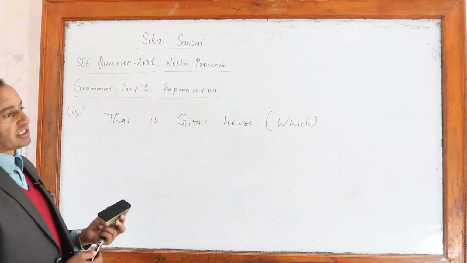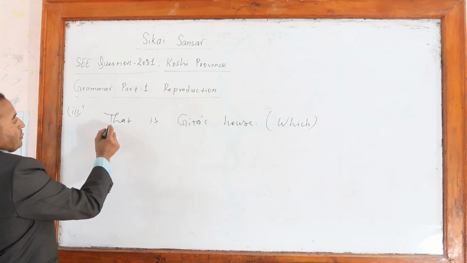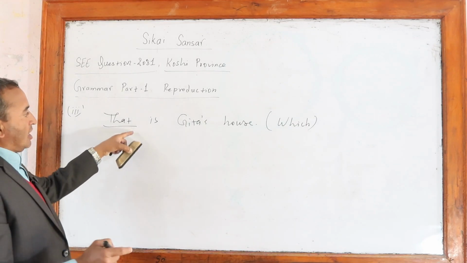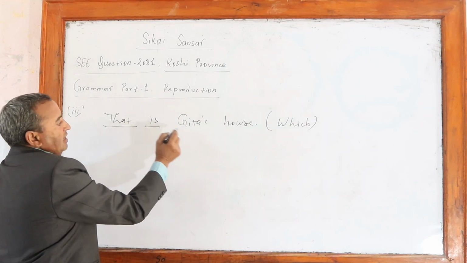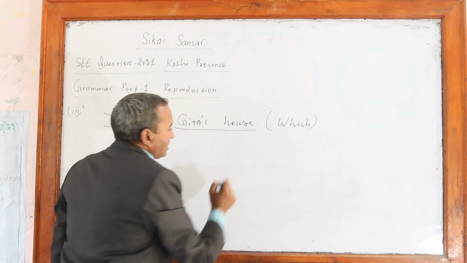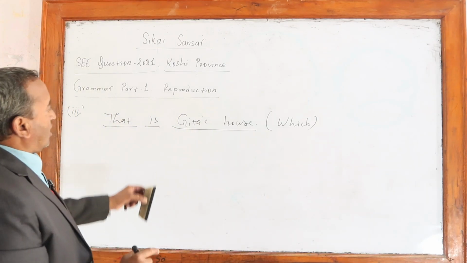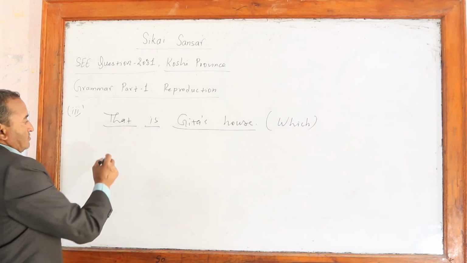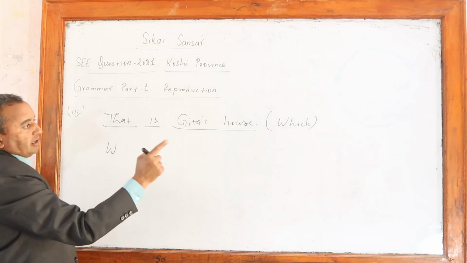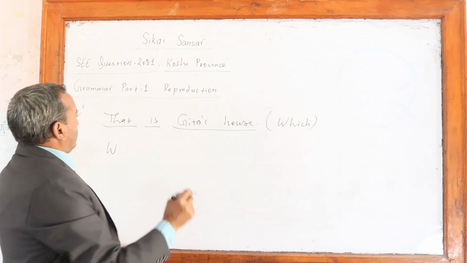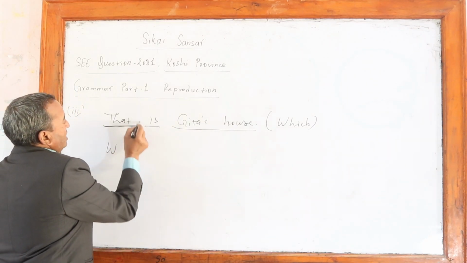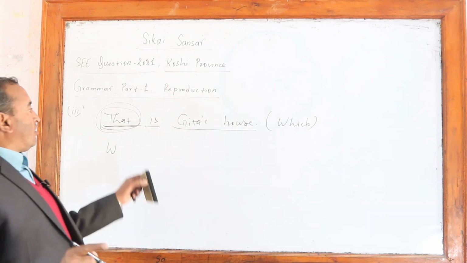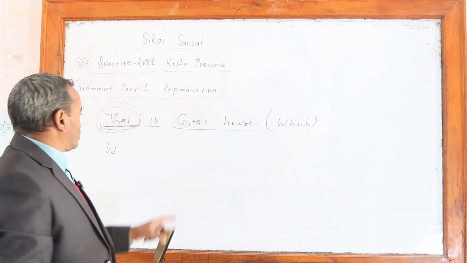Let's discuss what is there. That is a demonstrative pronoun. Is is the auxiliary verb. Gita's house is the object here. Of this which question, that one is the answer here. So we don't have to write that in our question.